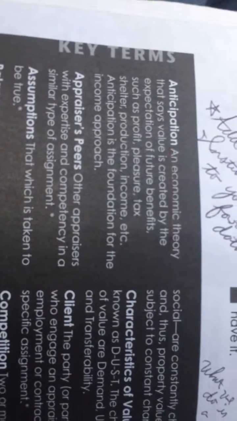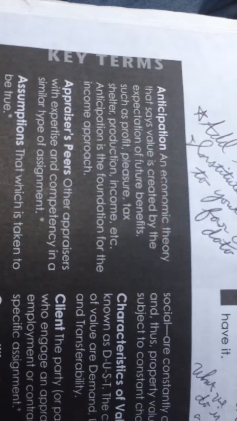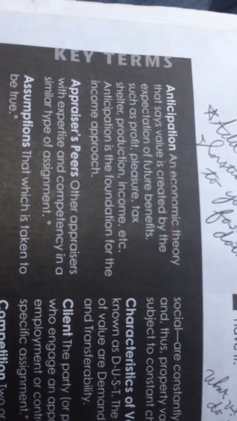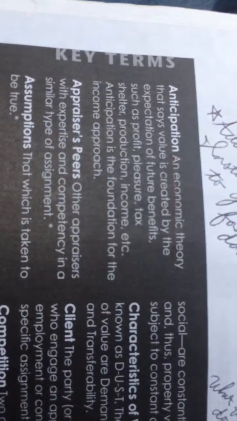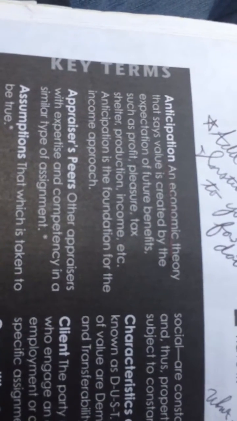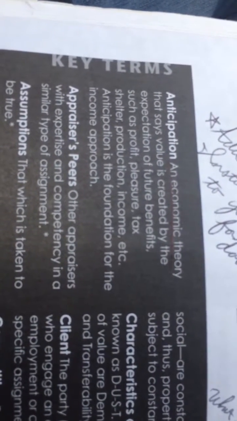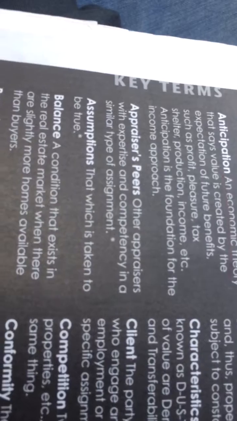Definition: anticipation. An economic theory that says value is created by the expectation of future benefits, such as profit, pleasure, tax shelter, production, income, etc. Anticipation is the foundation for the income approach.